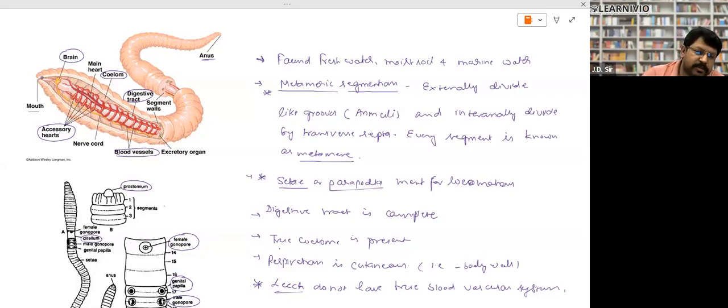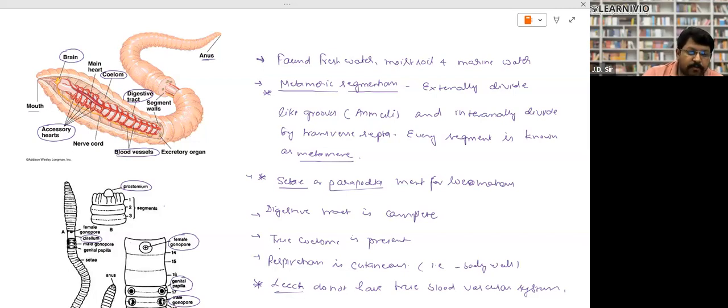So you can see this is the lateral LS, lateral section. This part is the mouth, right? And here you can see this yellow color part is called the brain, right? And then after the brain, it has the organ systems. Then there are accessory hearts. So this is the heart system. They have the accessory heart. There is a nerve cord, right? From the brain, this yellow color structure runs across the body. This is called the nerve cord.